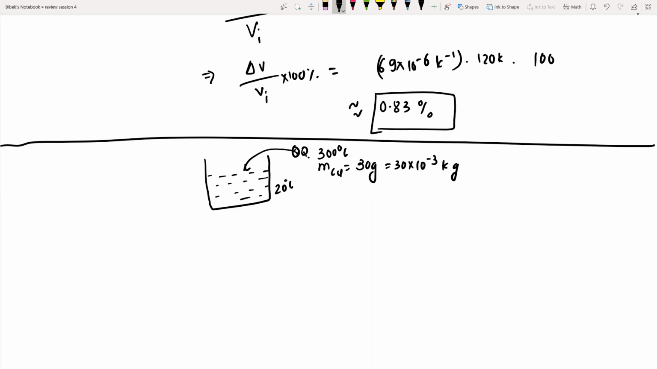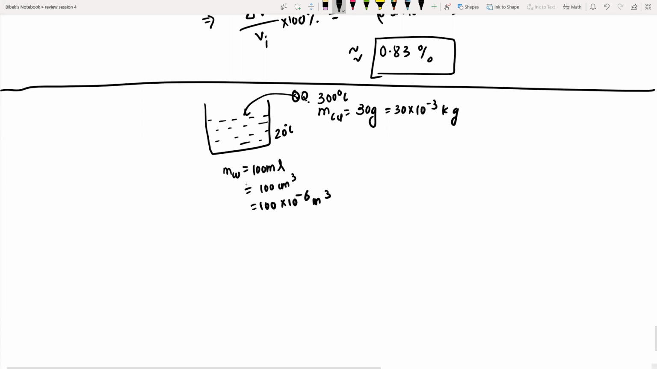And your mass of water. The water was 100 milliliters. So 1 ml is 1 centimeter cube, so you can write it as 100 centimeter cube. That is 100 times 10 to the negative 6 meter cube, right? So this is the volume. Now this is not the mass. So this is the volume for water.